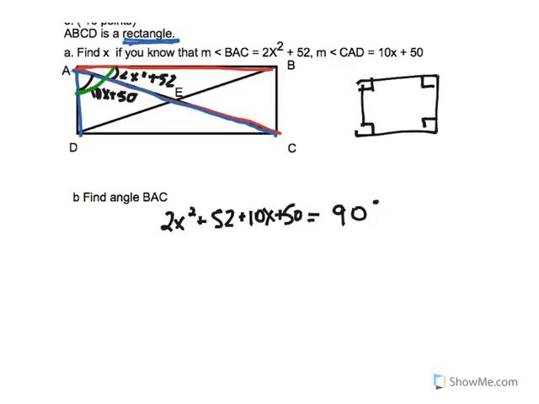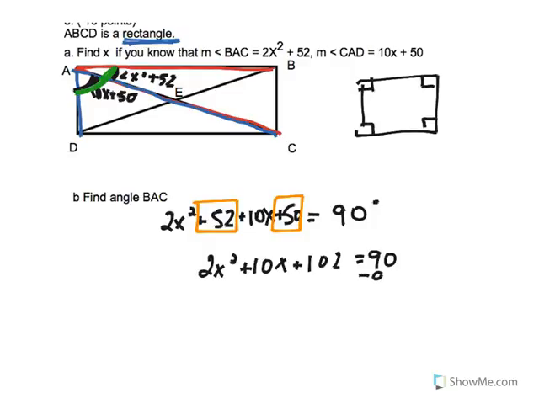And I'm going to do that here. I get this equation. 2x squared plus 52, so this piece, plus 10x plus 50, this piece, equals 90, this whole piece here. I combine like terms. 52 and 50 are like terms. I get 2x squared plus 10x plus 102 equals 90. I want to move this 90 over to the other side of the equation because I can already tell it's a quadratic equation. I move 90 over.